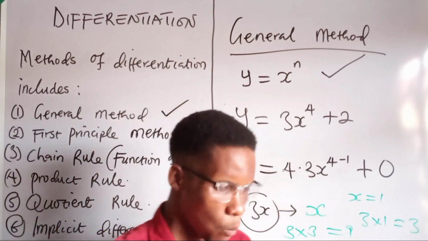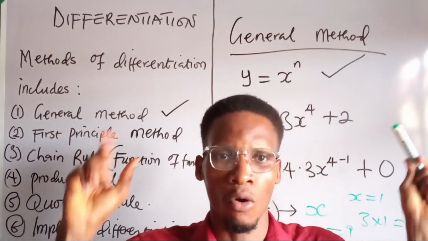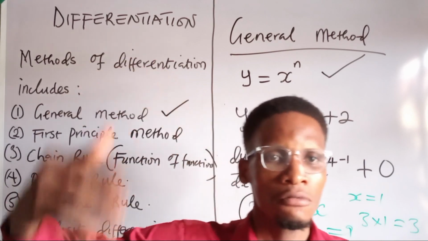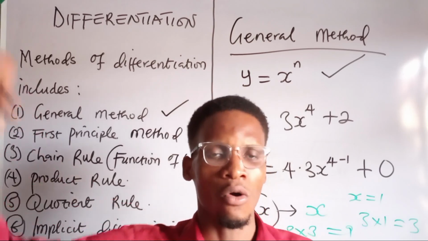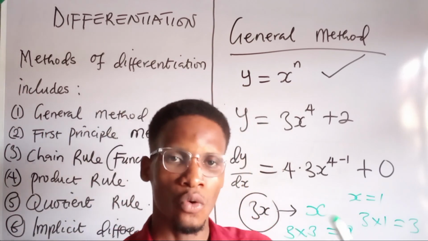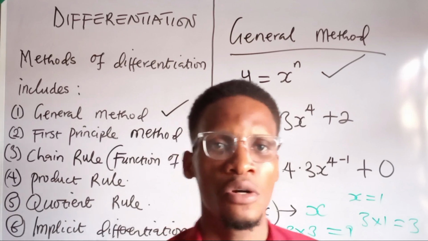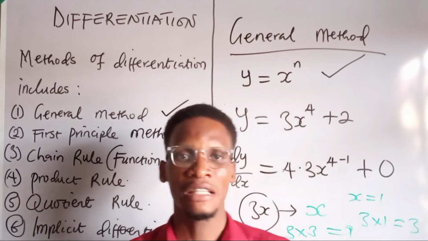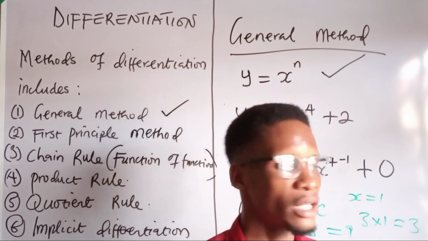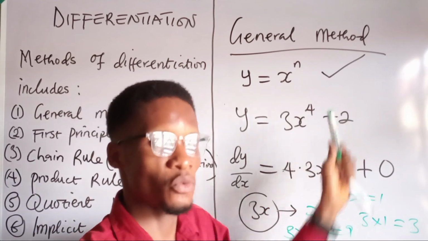But if it's a constant, there's no single change that will occur. The value remains the value. Even in millions of years to come, the value remains the value, and it will never change. And that's why we call it a constant. An example of this is 2. The value of 2 remains 2. Even in thousands of years to come, the value remains 2, and it will never change. And that's why we say it's a constant. And differentiating this particular constant will give you 0.